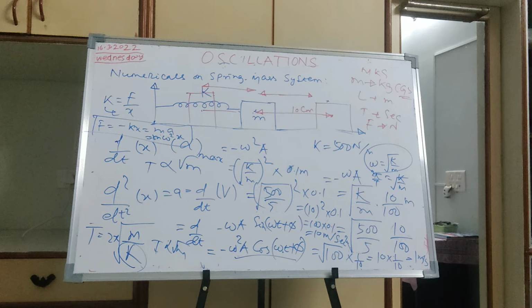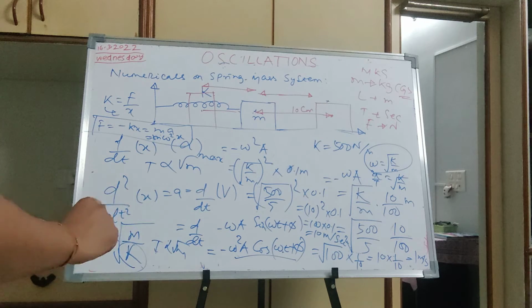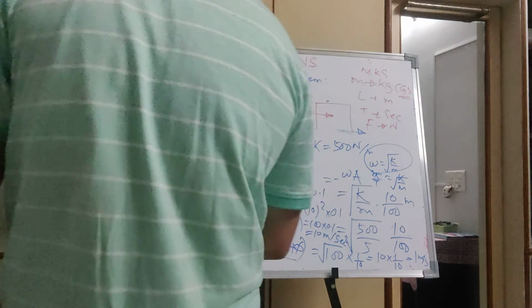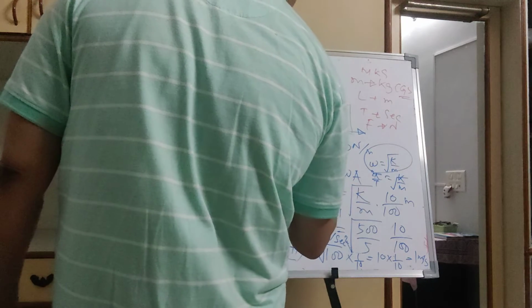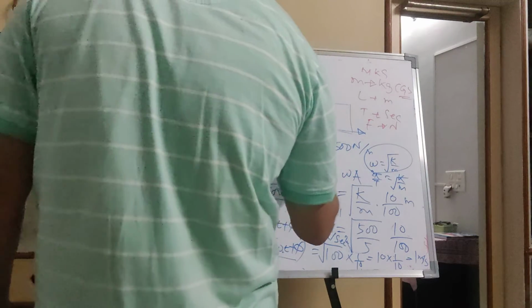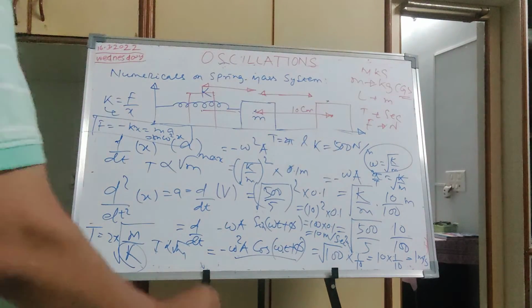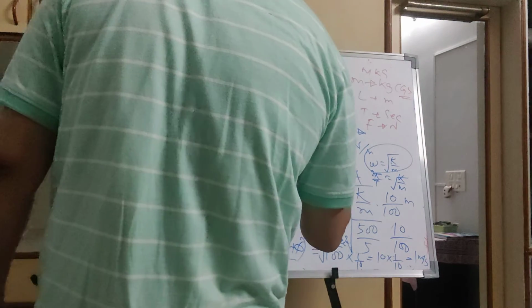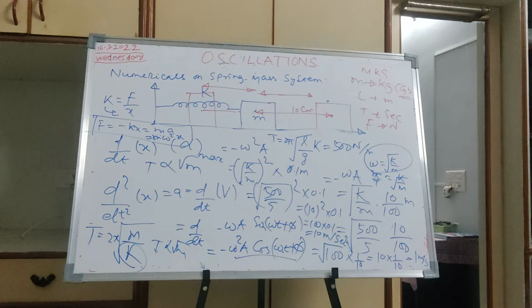So this is related to the spring mass system. Similar numericals can be solved for a simple pendulum. In a simple pendulum, you just remember, in the time period 2 pi root of m by k, everything will be the same. Mass will be replaced by length, and k will be replaced by g. That's all you have to remember. If somebody says the length of the simple pendulum is increased, what will be the time period?